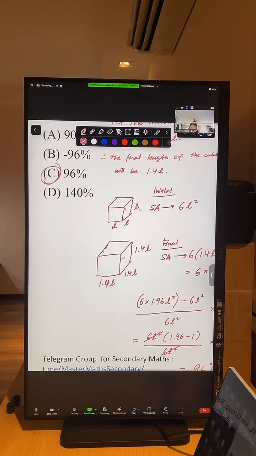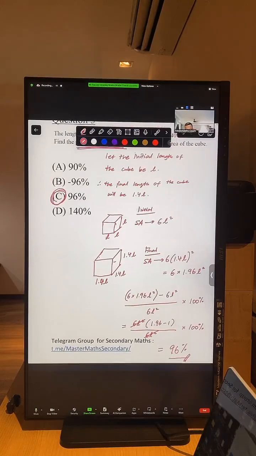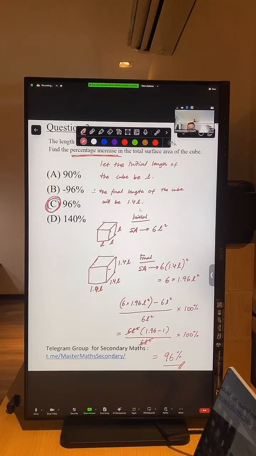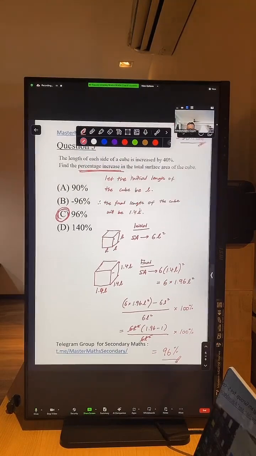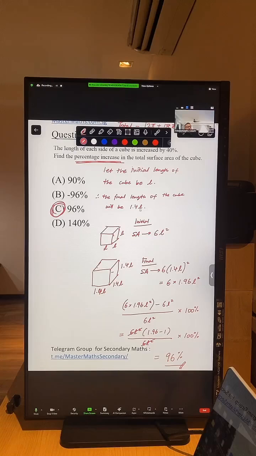So answer is C. Okay, well done to Prakshan, or I don't know, I can't pronounce his name. There was one guy who got it correct. He said C. Okay guys.